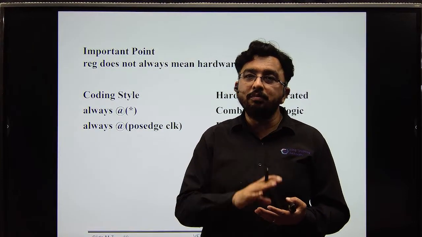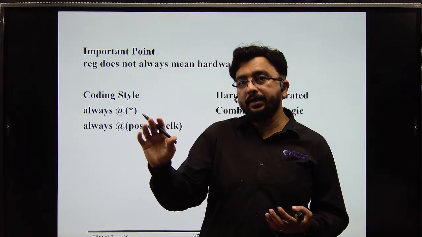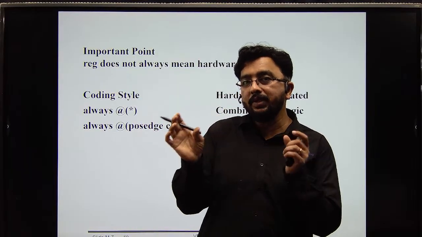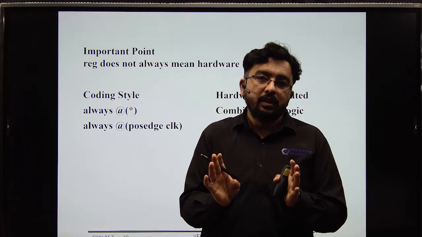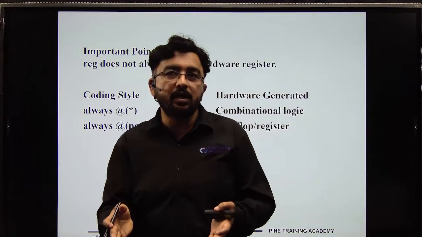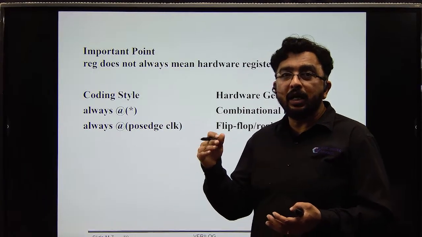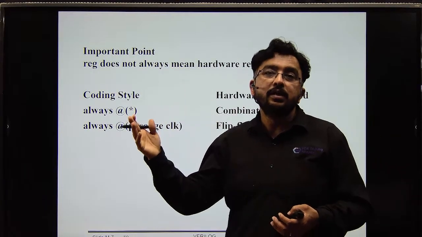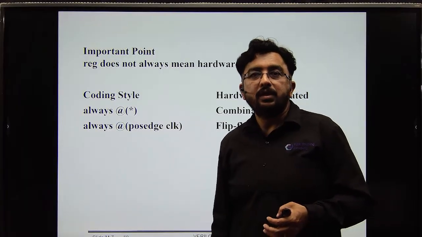If I'm making combinational logic inside the always at the rate, using some sensitivity list with some simple inputs A and B, and I'm calling A and B along with the reg, it's not giving the hardware of a flip-flop, right? But if I use the same thing with the help of posedge clock or negedge clock, then definitely it will give the flip-flop.